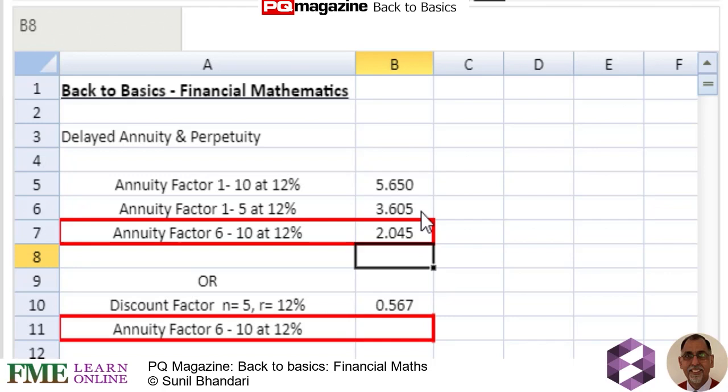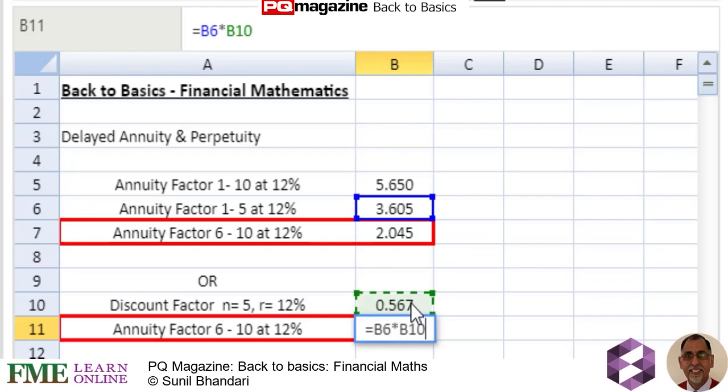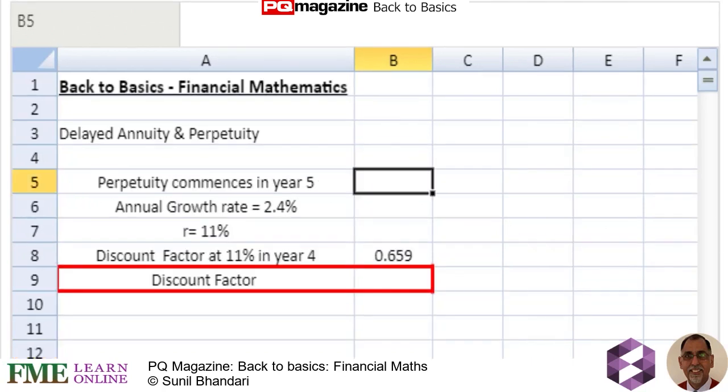So if I show you that here, I'm going to go equals, take what is going to be my 5-year annuity, which I have there. I'm then going to multiply that by the discount factor the year before it commences, which I've copied in there. Press equals, and you can see I get materially the same answer. So that's the delayed annuity. Let's take a look finally at the delayed perpetuity with growth.